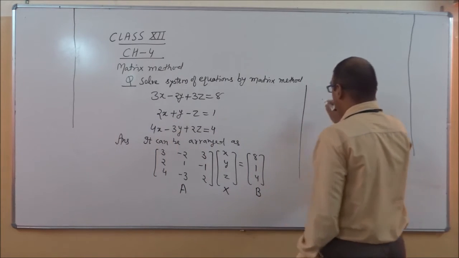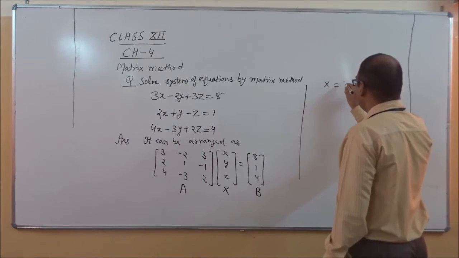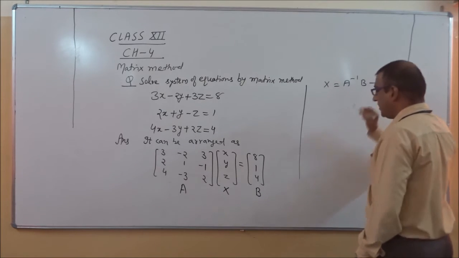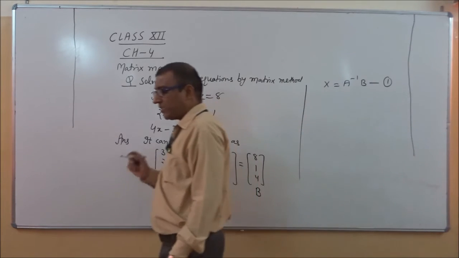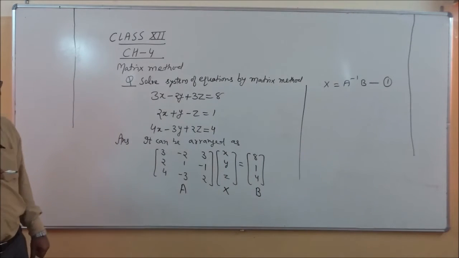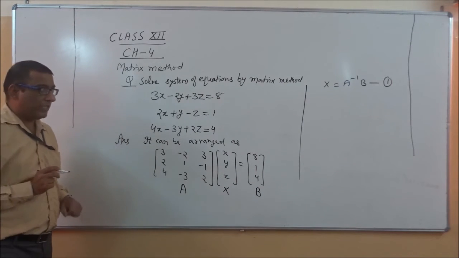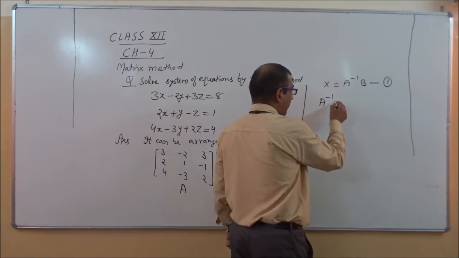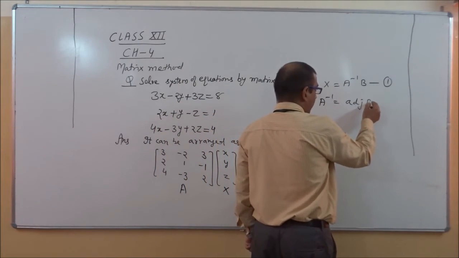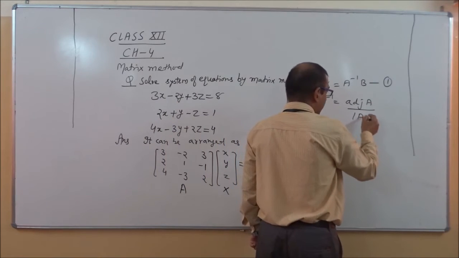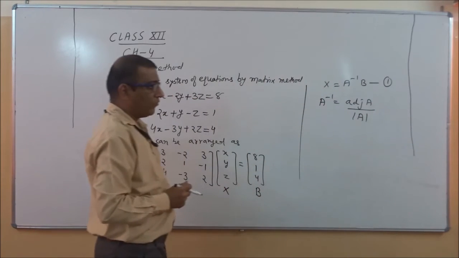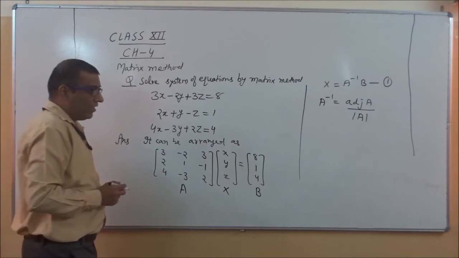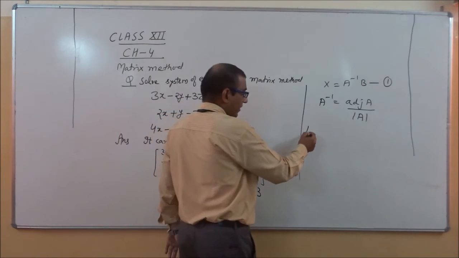After this we can say X equals A inverse B. This is our equation number one. So first we will calculate A inverse. It is a 3 by 3 matrix. So how will we calculate A inverse? We know very well A inverse is adjoint A upon determinant A. It means first we have to calculate determinant A. Matrix A is given.